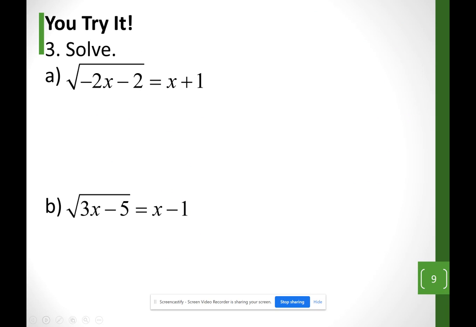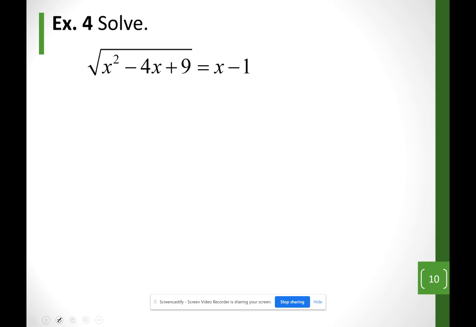Now this is for you guys to try at home. These are your solutions. Do notice that on B, both answers do work. Okay, so now let's take a look at this one.